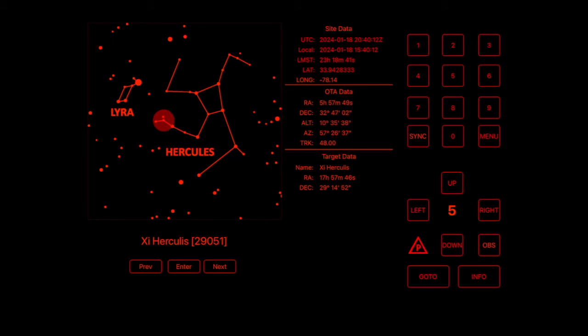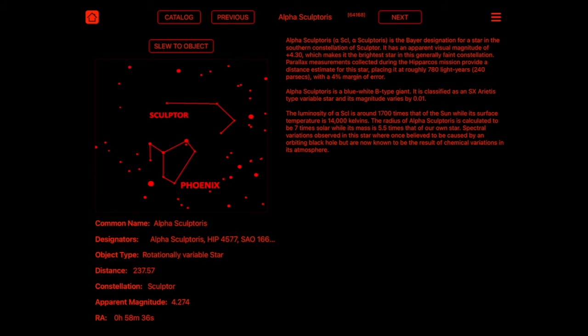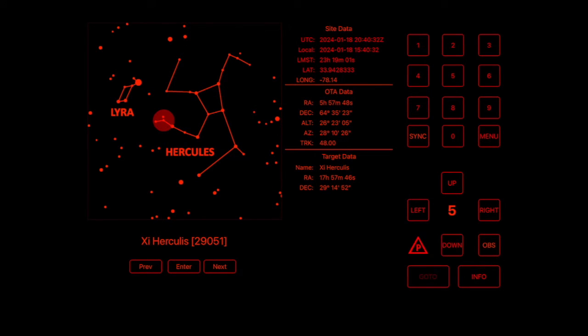You'll notice it didn't do it. That's because this is the iPad version. It's sitting right where it was at Hercules. Let's try that again. I'm going to try to tell it where to go. Menu, catalog. Let's go to Alpha Sculptoris. And you notice it didn't do anything. That's how it is on the iPad. But on the Android version, it goes right where you asked it to. And it clues you in also.